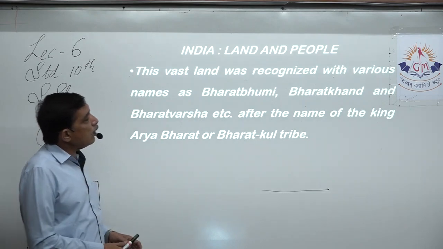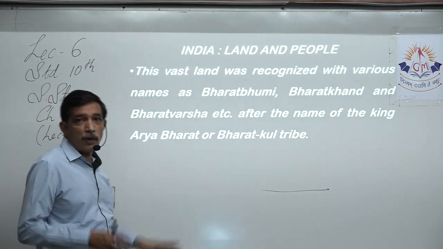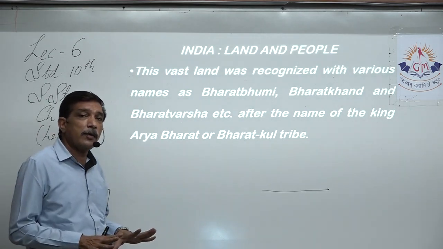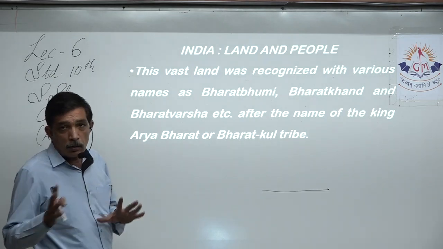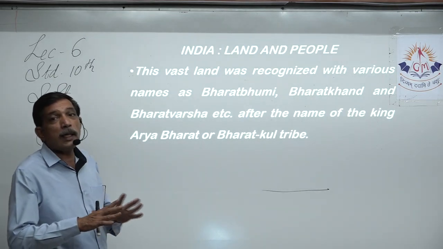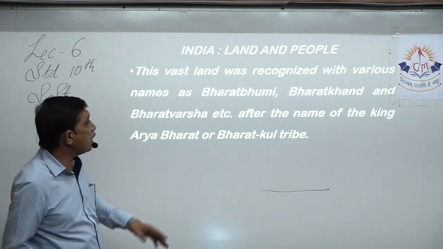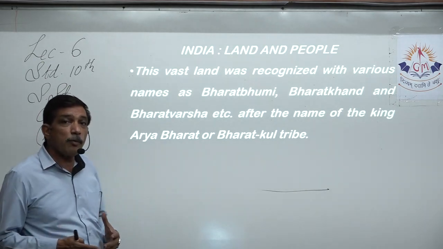The vast land was recognized with various names. Wherever they settled, wherever they started living, the whole of that land was called Aryavarta. Then they had another name after that. When they settled, kingdoms came up, right?